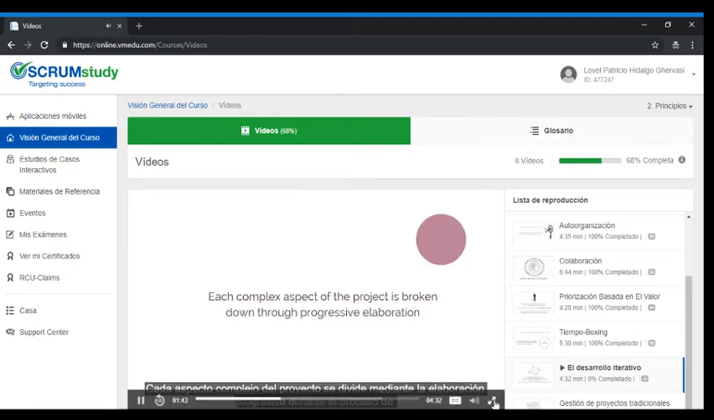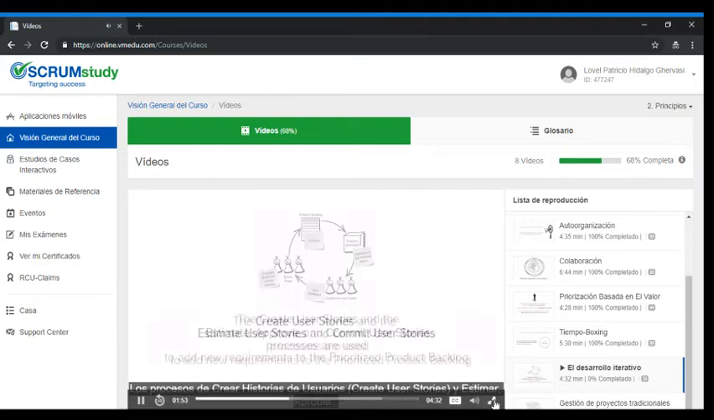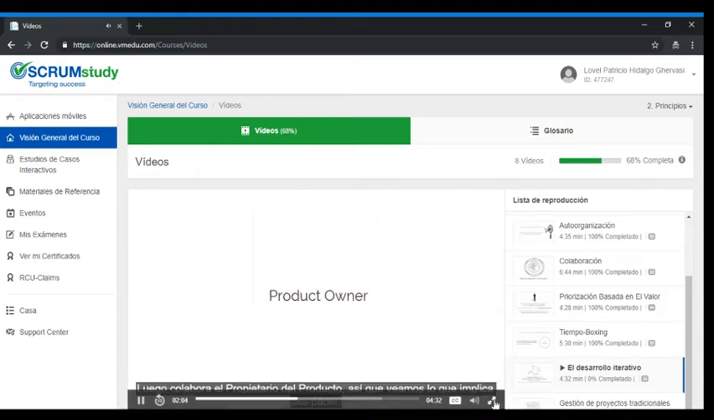Moving on, each complex aspect of the project is broken down through progressive elaboration during the Scrum prioritized product backlog process. The Create User Stories and the Estimate User Stories and Commit User Stories processes are used to add new requirements to the prioritized product backlog.